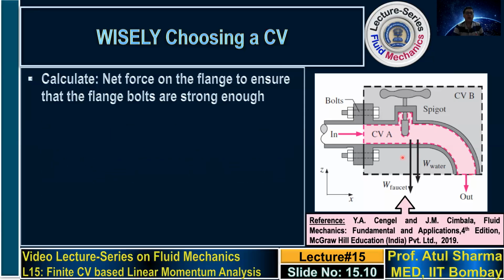Note that in this problem, the objective is the net force on the flange, to ensure that the flange bolts are strong. Because if you consider the viscosity as negligible, the velocity may be almost constant, but there is a change in direction. And this leads to a force in the X and Y direction. So the objective is to find the net force on the flange, so that when we design this nut and bolt connection, it is strong enough to withstand that force.